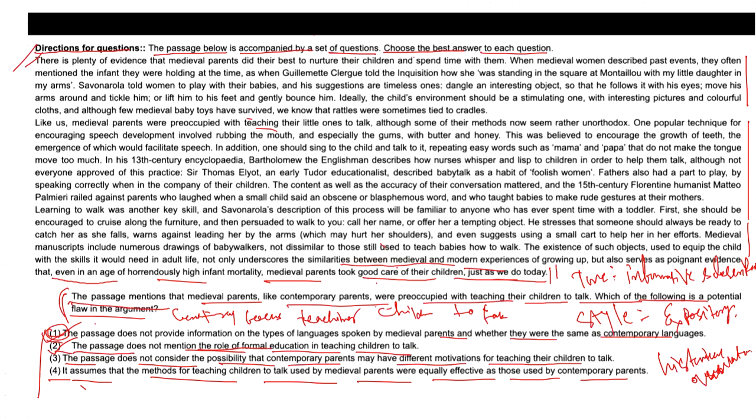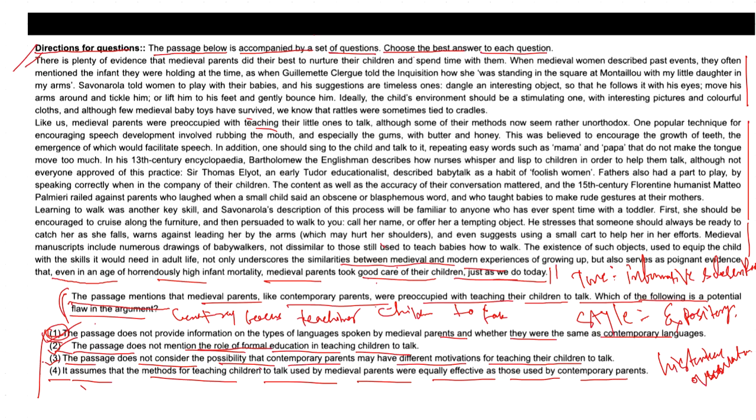So look at option three. What does option three point out here? Option three pointed, the passage does not consider the possibility that contemporary parents may have different motivations for teaching their children to talk. So if you accurately note, the motivations of contemporary parents are not the primary flaw in the argument, as the argument doesn't directly compare motivation, but rather emphasizes the shared preoccupation with teaching children to talk.